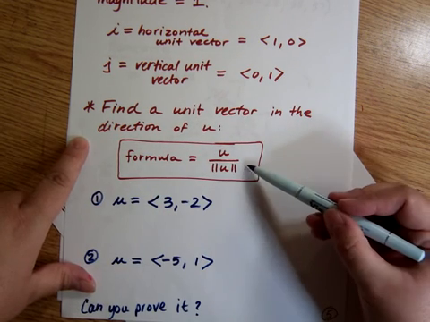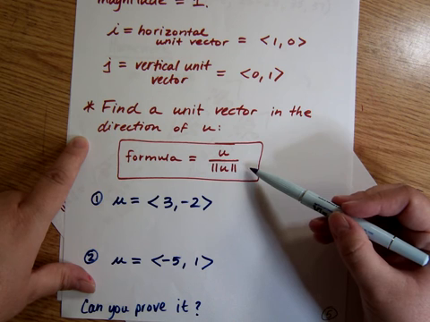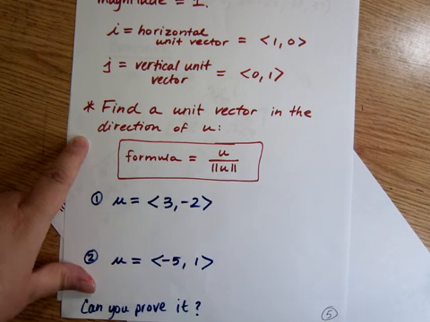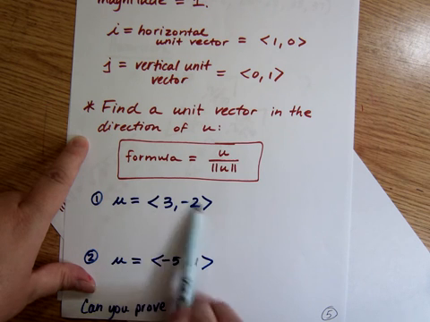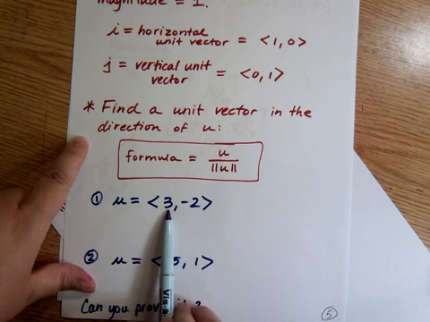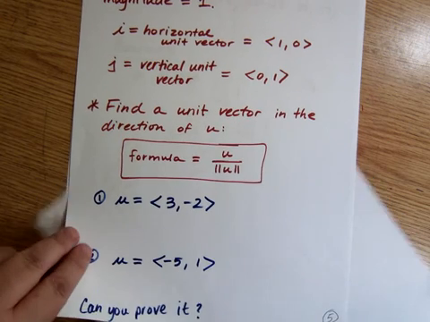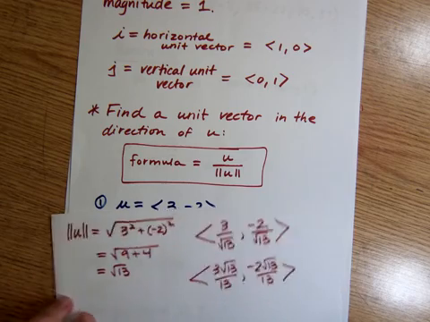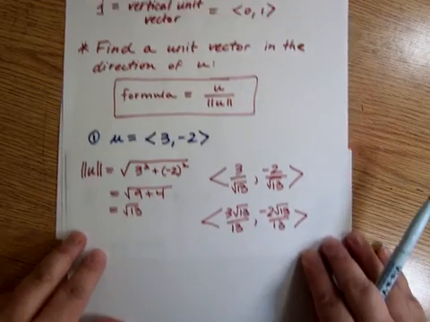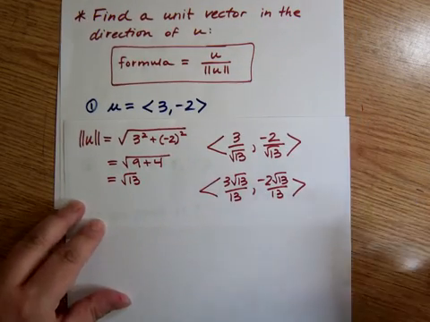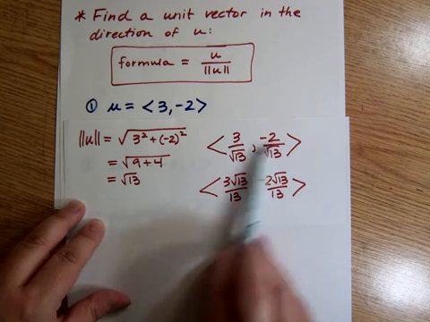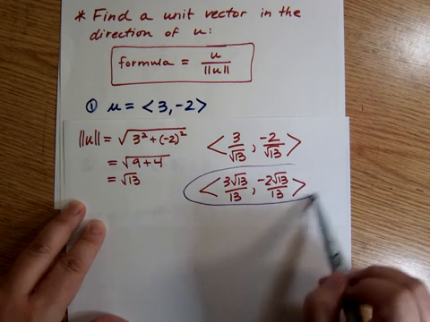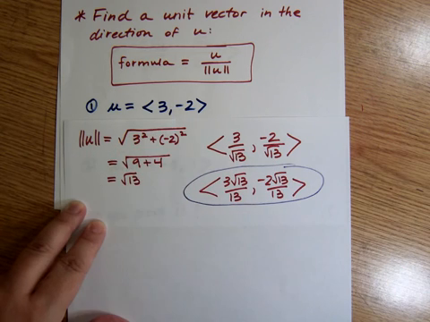We have a formula. The formula is really simple. It's not really even deserving of the name formula. It's just take your vector, divide by its magnitude. So I have to find the magnitude of it and divide by that. Now what that usually means is getting radicals in the denominator, so then you end up having to rationalize your denominator. So here I found the magnitude of u, and then I divided each component by that magnitude, and then I rationalized. So this is the unit vector in the direction of u.